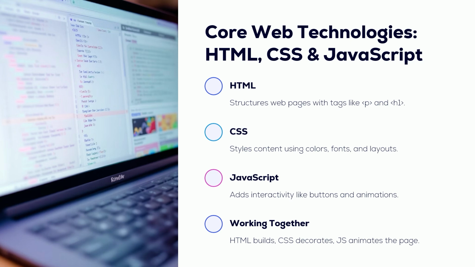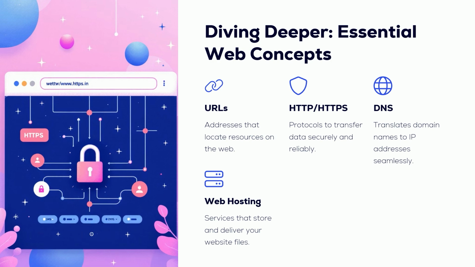We'll dive a little bit deeper for us to understand the essential web concepts. We have something called URL, we have something called HTTP/HTTPS, DNS, and web hosting. Whenever you want to access a specific website over the internet, you could type on your browser, let's say you want to access Facebook, something like www.facebook.com. Now, that specific address, www.facebook.com, is what we call the URL.